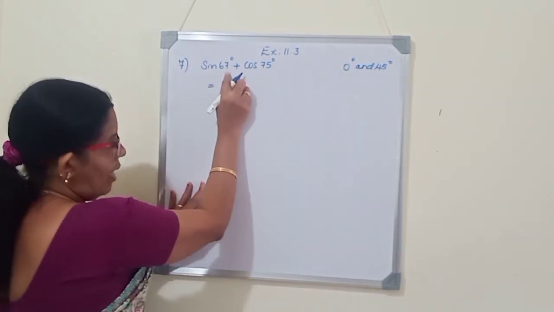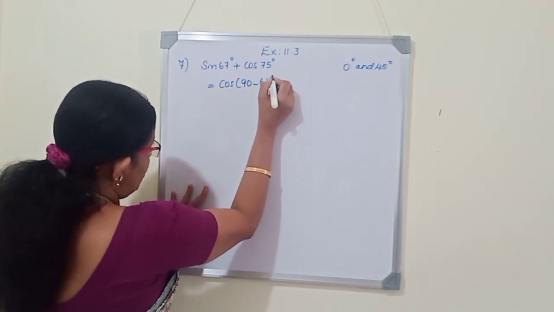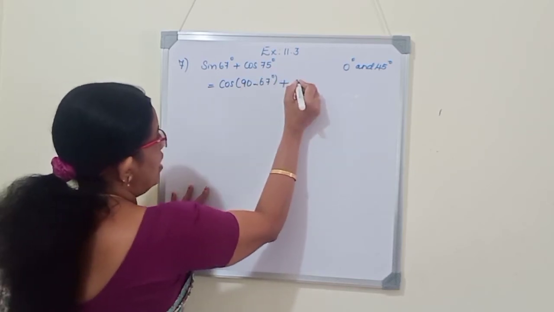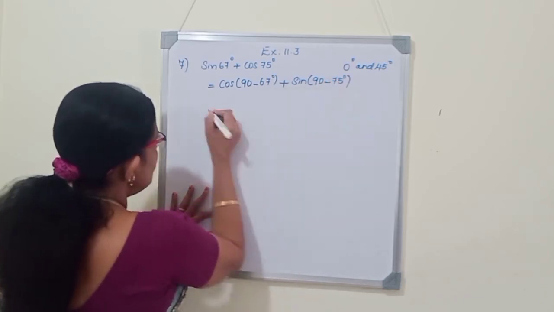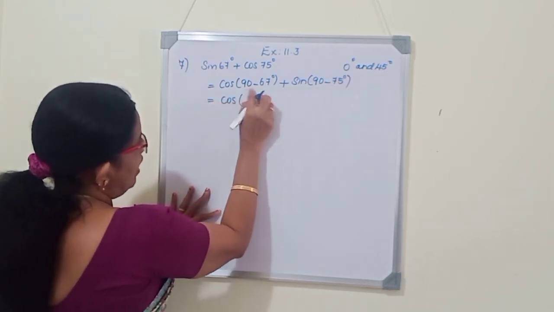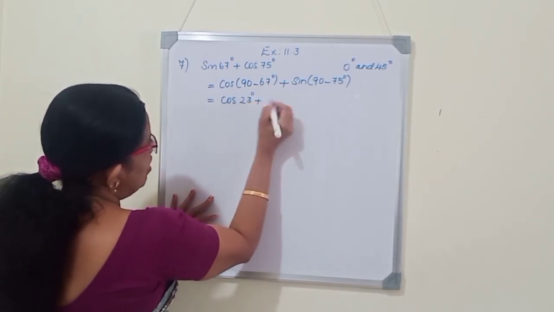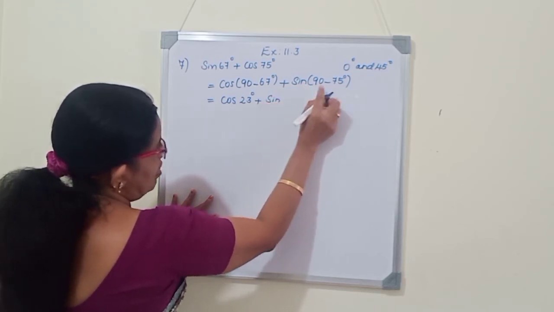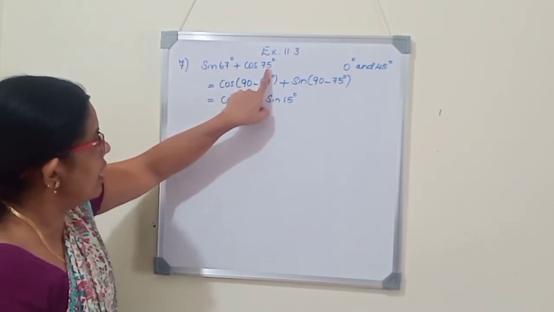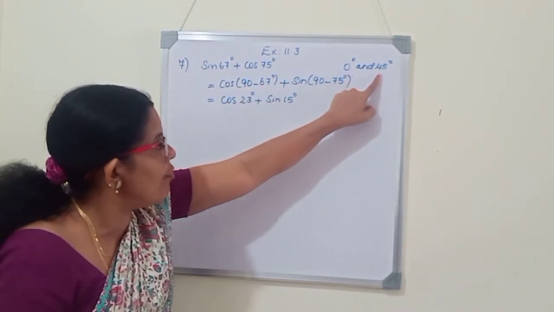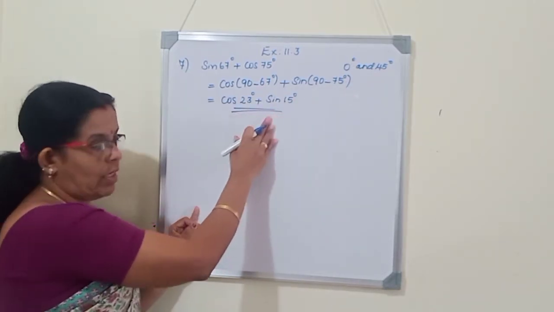So here sin A can be written as cos (90 minus A), so we'll write 90 minus 67. And cos A can be written as sin (90 minus A). So cos, what is 90 minus 67? It is cos 23. And sin (90 minus 75), 90 minus 75 is 15 degree. Now you see, we wanted to change this 67 degree and 75 degree to between 0 and 45 degree. We got 23 degree and 15 degree. Both are in between 0 and 45 degree.